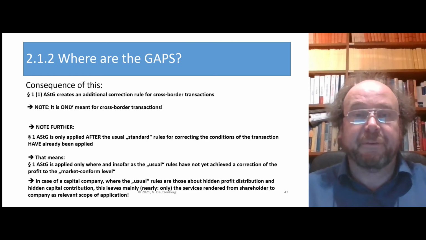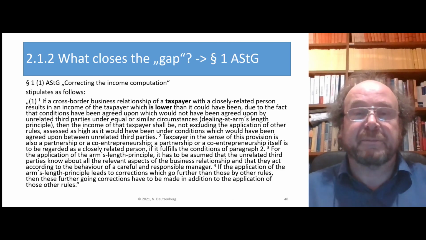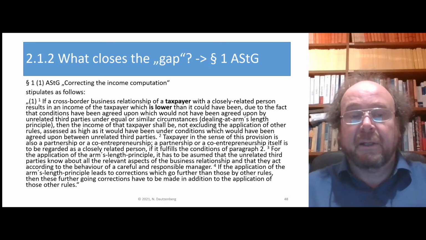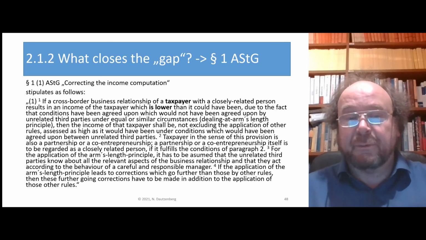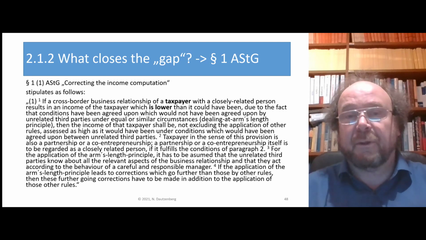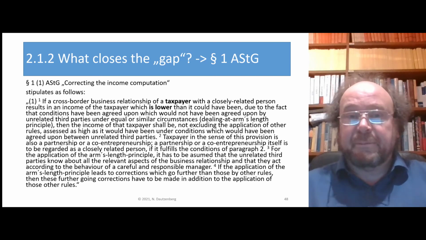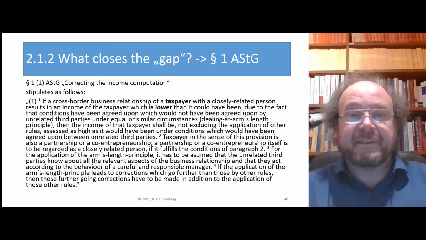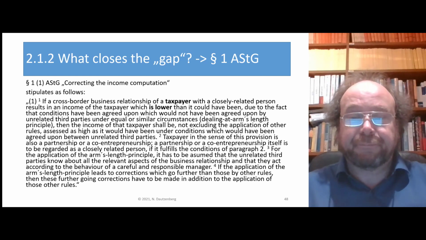They are applied first, and only if something is left over, 1 AStG is applied. What does the rule say? Here is a personal translation by me. You can also find on the internet, on the pages of the Bundesfinanzministerium, an official translation, which you find if you Google External Relations Tax Act. Then you can compare.